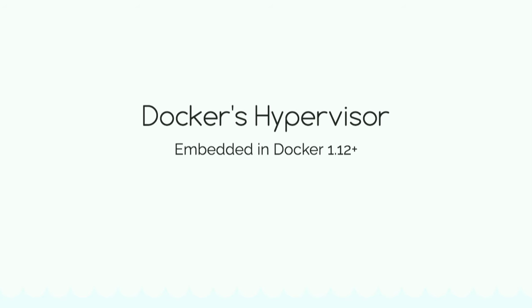In 1.12 of Docker, the hypervisor is actually embedded. On Windows, it's going to use Hyper-V on Windows Pro. On Mac OS, it uses an open source project called HyperKit. For older versions of Docker, we'll rely on VirtualBox.